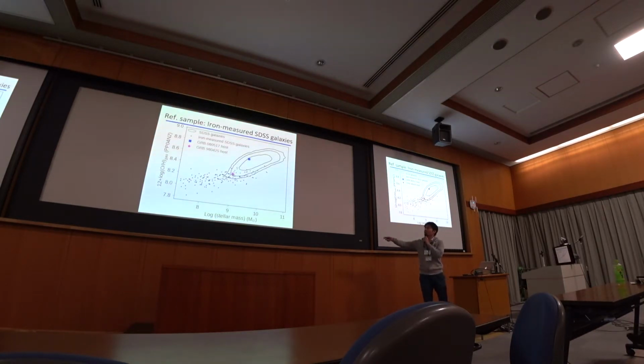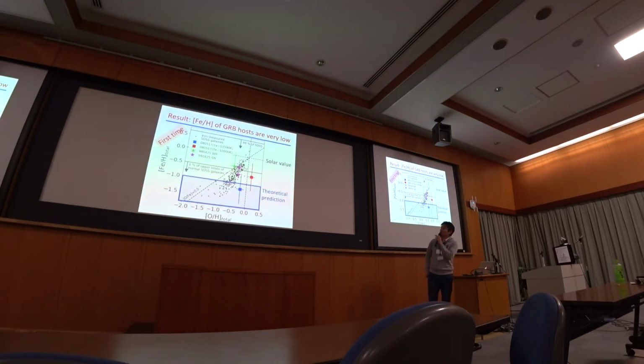What we can do is select galaxies from the Sloan Digital Sky Survey with measured iron abundance, plotted by black dots here. I don't think these are normal galaxies in the universe because, as you can see, this population is already biased towards low metallicity. But there is no other way to compare anyway, so we use these as a comparison sample. Please keep in mind that our comparison sample is already biased towards low metallicity.